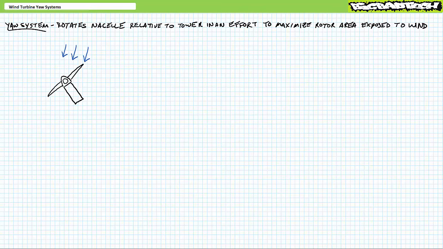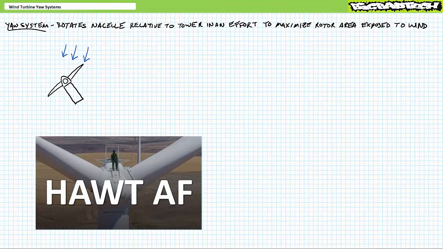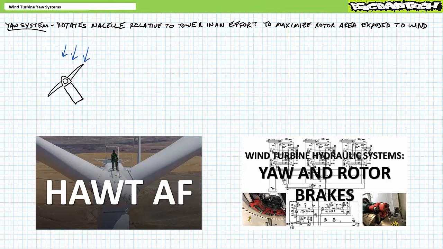Our objective is to examine the yaw system found on a modern industrial wind turbine. We'll identify the hardware found in yaw systems and discuss the general operational principle. This lecture presumes the viewer has watched the Introduction to Industrial Wind Turbines and Wind Turbine Hydraulic Systems, yaw and rotor brake lectures, both available at the Big Bad Tech channel.